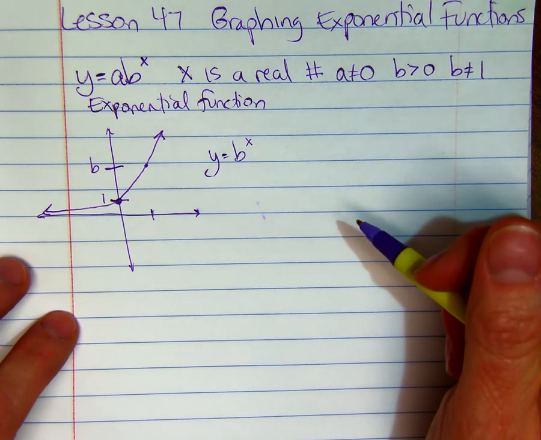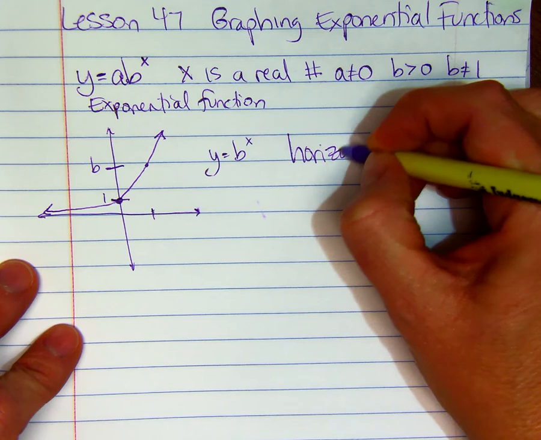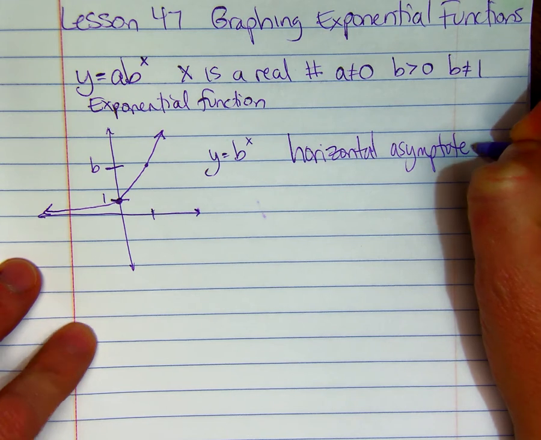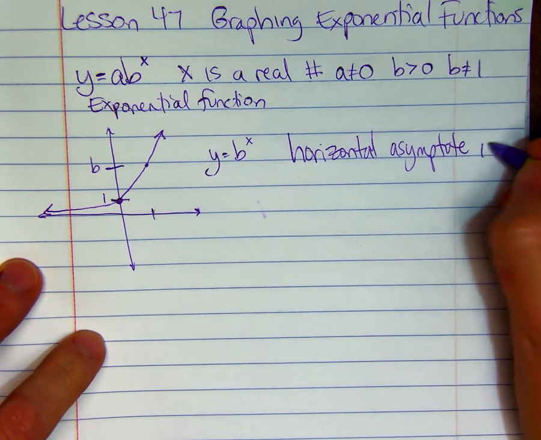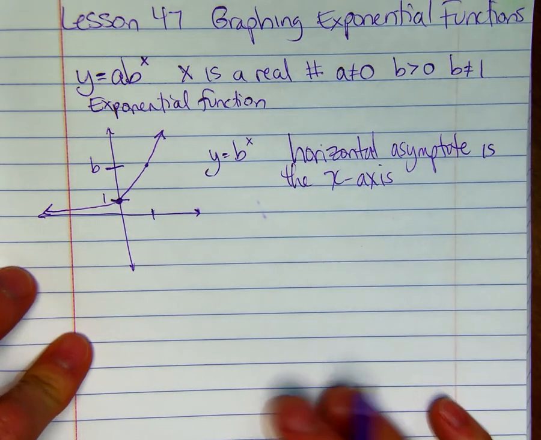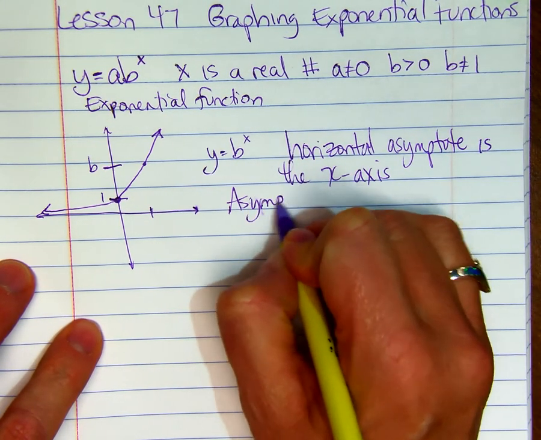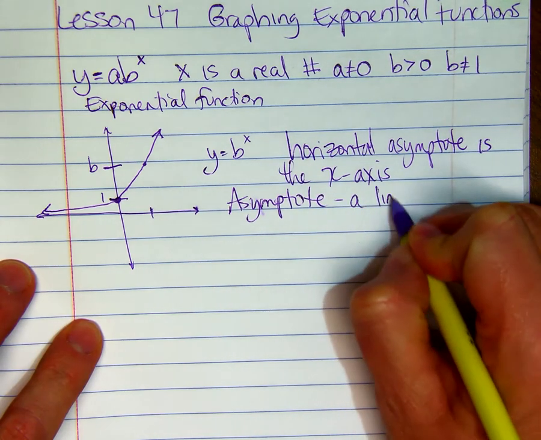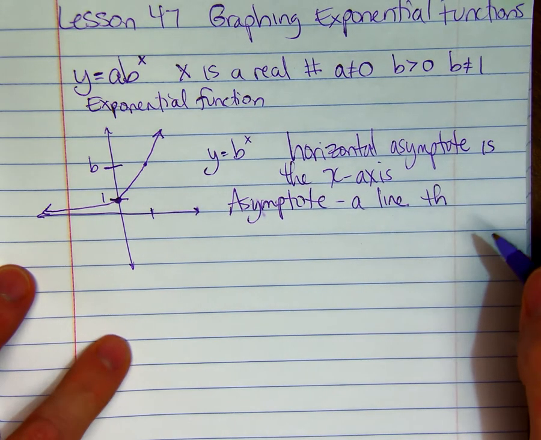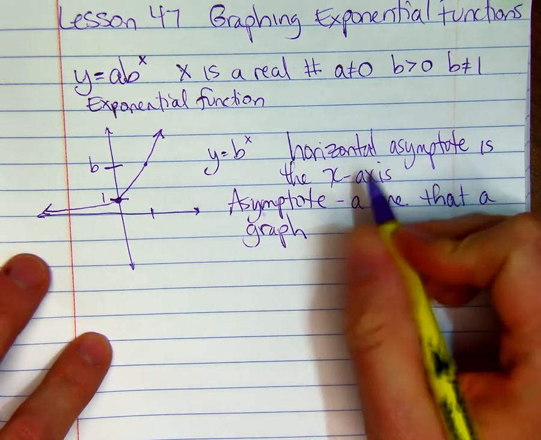There's not a vertical asymptote. There's a horizontal asymptote, and it is the x-axis. Since the graph will never cross it or touch it, that becomes an asymptote. And by definition, an asymptote is just a line that a graph approaches but never touches or crosses. Well, I think you could just say but never touches.